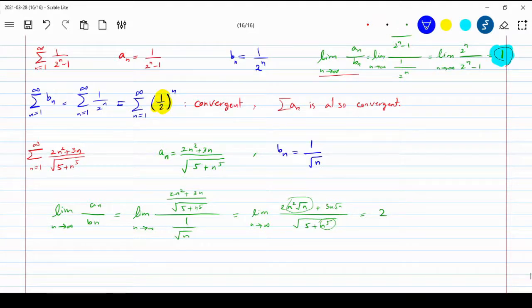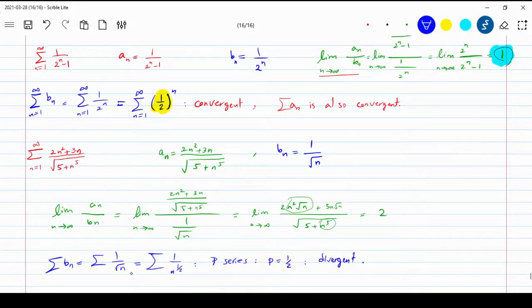But what do I know about bn? The summation of bn is exactly the summation of 1 over square root of n, and that is the summation of 1 over n to the power 1/2. And what do we know from this theory? This is a p-series, where the power turns out to be 1/2. If the power was less than or equal to 1, then we have divergence.